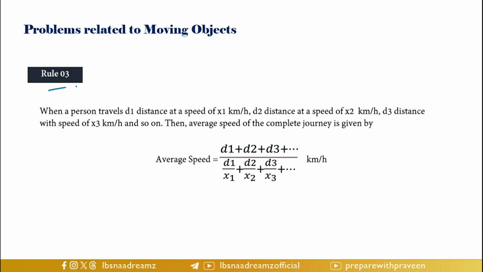Rule 3. When a person travels d1 distance at a speed of x1 km per hour, d2 distance at a speed of x2 km per hour, d3 distance at a speed of x3 km per hour, and so on, the average speed of the complete journey is given by this formula: d1 plus d2 plus d3 divided by d1 by x1 plus d2 by x2 plus d3 by x3. Let us see the example.